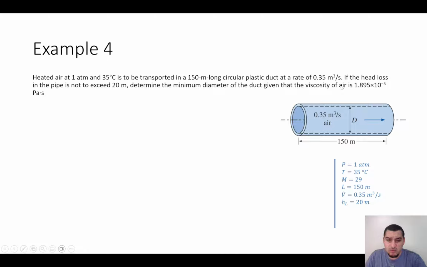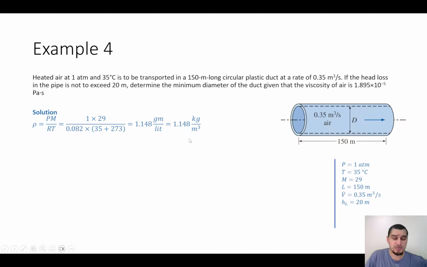So before we go through any details, there is some information that we have to know before we do anything. The first is the properties of the fluid. We know the viscosity, but we don't know the density. But it's air at 1 atmosphere, so we can consider it as an ideal gas. So from the ideal gas law, we can calculate the density, which is 1.14 or 1.15 kilograms per meter cube.